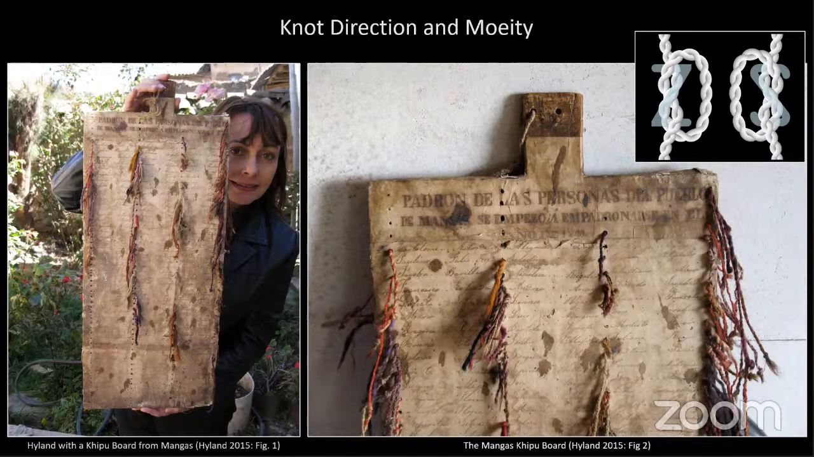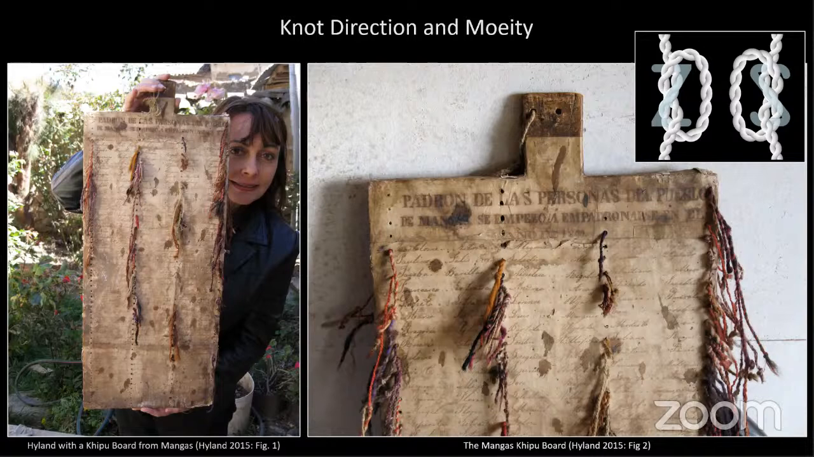Hyland, for instance, was able to match knot twist with moiety in Khipu boards, like this one in the town of Mangas, which she's holding on the left. Khipu boards were used by the clergy in the past to keep track of the obligations of parishioners. Each colored cord represented a community member whose name was written on the board next to their cord. Again, it's another example of almost like a Rosetta Khipu. These are Khipu cords, but they're just attached to a board instead of a main cord.